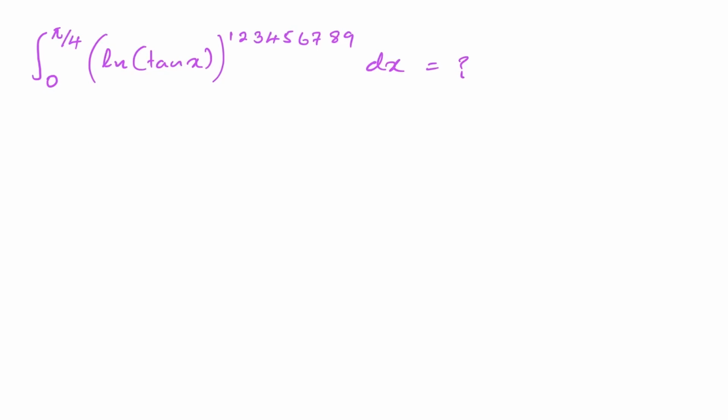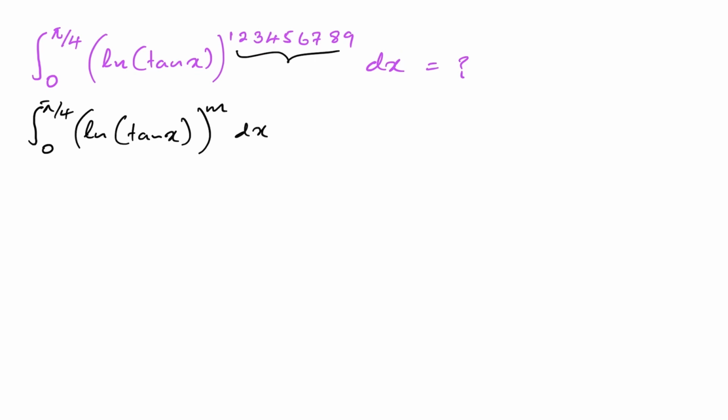In this video, we are going to solve this nice integral from 0 to pi over 4 of natural log of tan of x raised to the power 9 dx. So let's generalize this integral. Let's take the integral from 0 to pi over 4 of natural log of tan of x raised to the power m, instead of this number we can take m, dx.